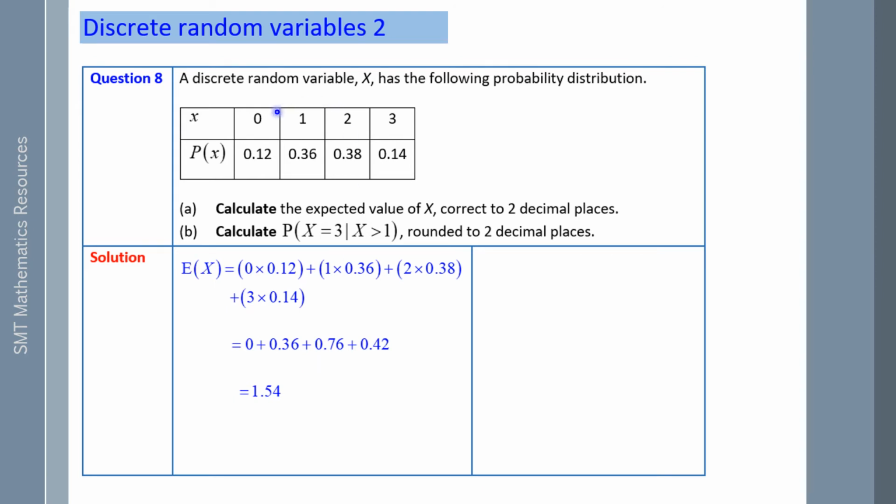The thing about it, you've got options of 0, 1, 2, and 3, and these 1 and 2 seem very likely, and 1.5 is in between those two roughly, which is what your expected value is.